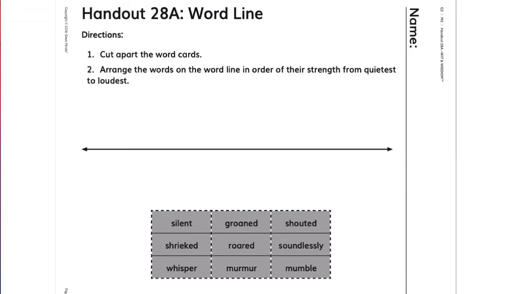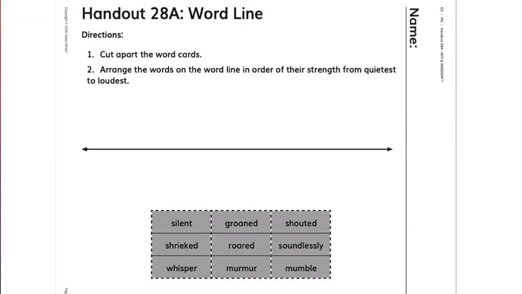Okay, looking at this word line, the words at the bottom are the words that you heard me read in the two sections that I read to you. We have silent, groaned, shouted, shrieked, roared, soundlessly, whisper, murmur, and mumble. So not all of them were in the two paragraphs that I read, but most of them are. We are going to put these words in order from the quietest sound to the loudest.